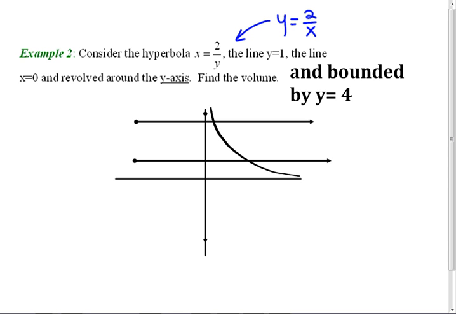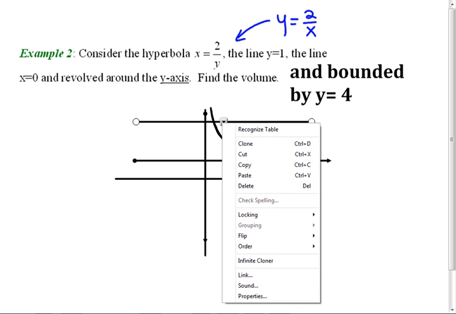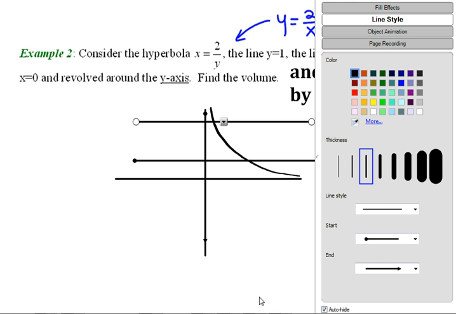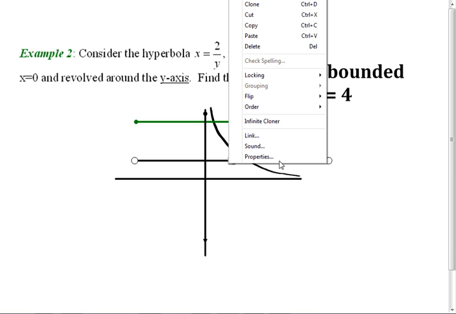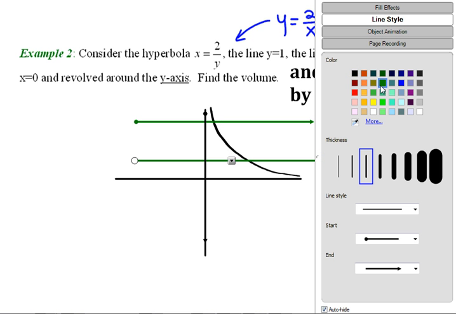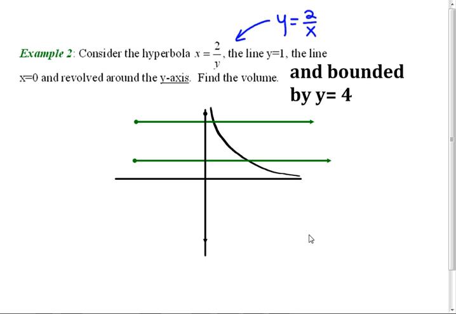Okay, I need to change some colors here because I can't see it very well. Unfortunately, you don't get color. So I want the region enclosed by in this area right here.